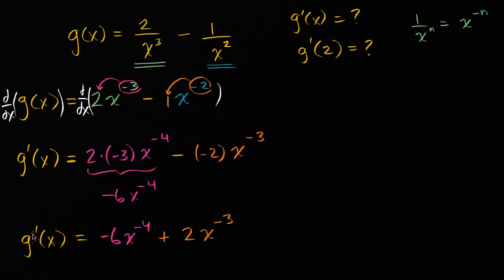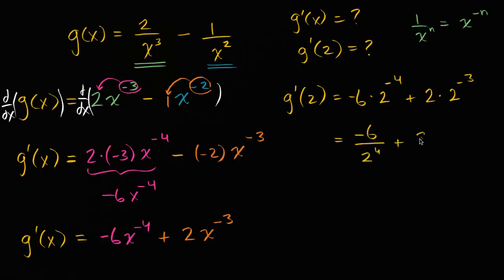So we did the first part. We can express g prime of x as a function of x. Now let's just evaluate what g prime of 2 is. So g prime of 2 is going to be equal to negative 6 times 2 to the negative 4th power plus 2 times 2 to the negative 3rd power. Well, what's this going to be? This is equal to negative 6 over 2 to the 4th plus 2 over 2 to the 3rd, which is equal to negative 6 over 2 to the 4th, which is 16, plus 2 over 2 to the 3rd, which is 8.